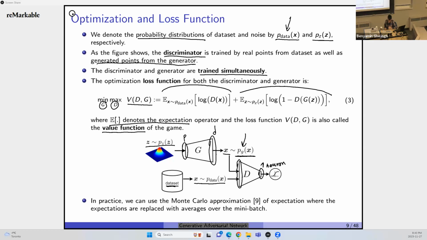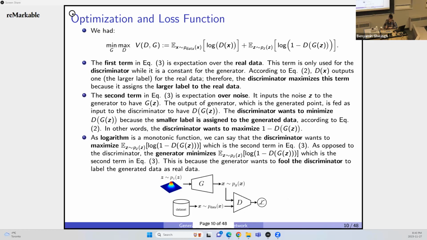Now let's go back. By the way, we use Monte Carlo approximation for expectation, right? Over the mini batch. Let's go back to the loss. Let's analyze it.